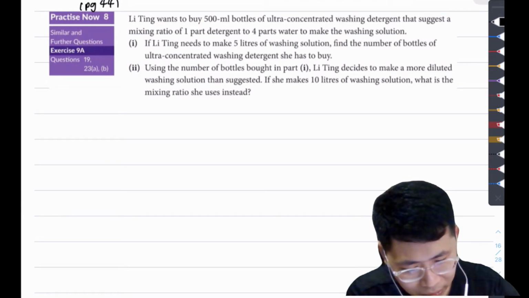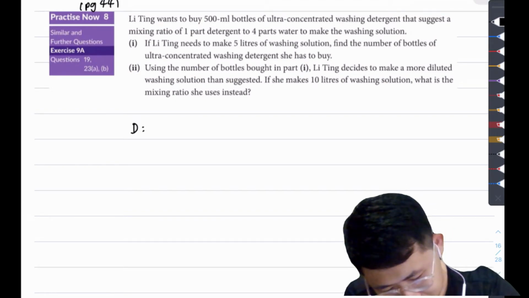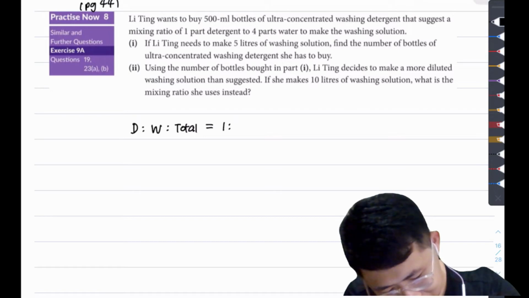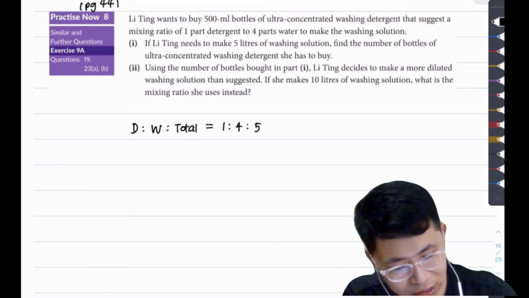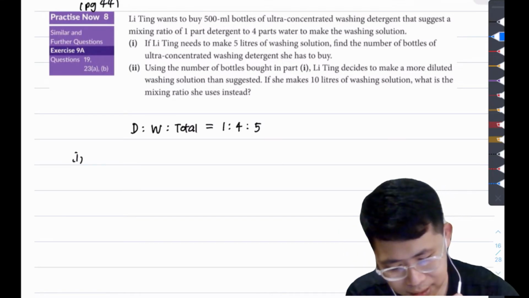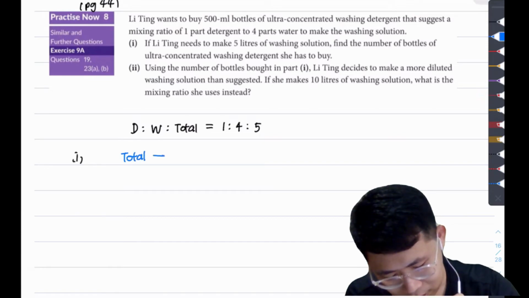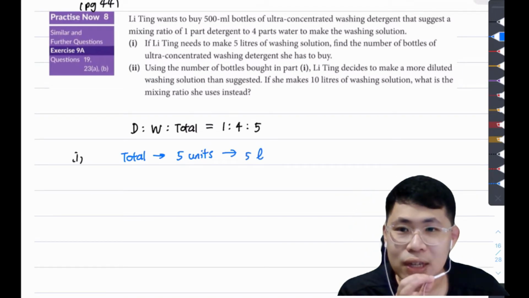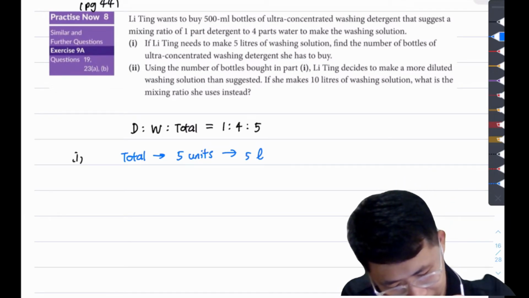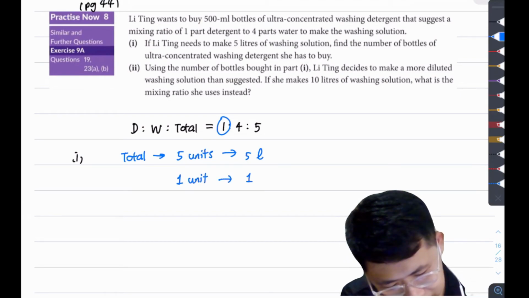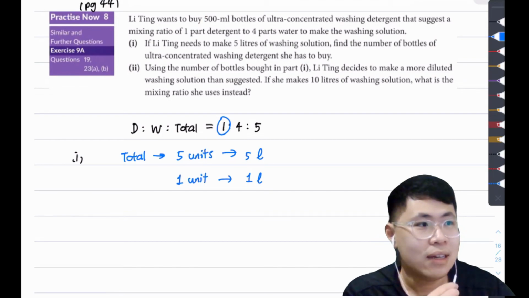Okay, so let's form our ratio first. We have detergent, we have water, and we are going to look for the total. So detergent 1 part, water 4 parts, total is going to be 5 parts solution. So Li Ting wants to make 5 liters of washing solution, which means the total amount of solution, which is 5 units, would be 5 liters. We are looking for the amount of detergent that she has to buy. She has to buy 1 part, so 1 unit would be just dividing by 5, so she just needs 1 liter of detergent.